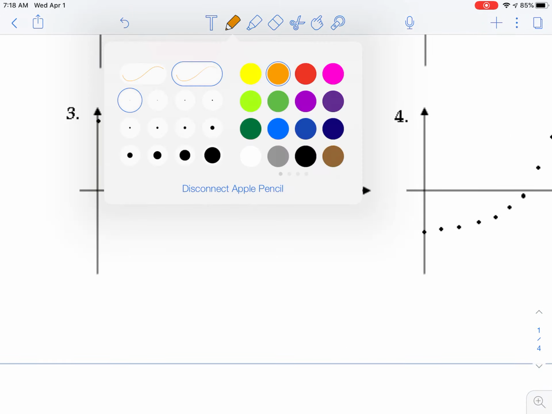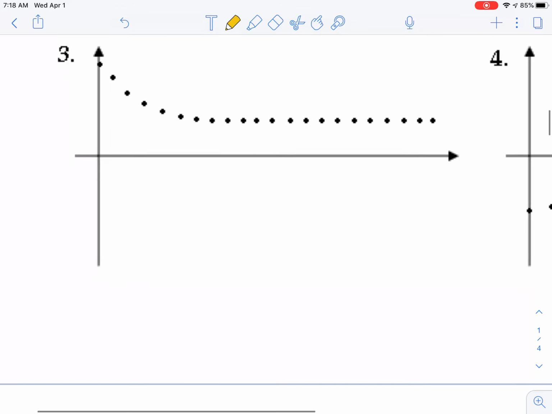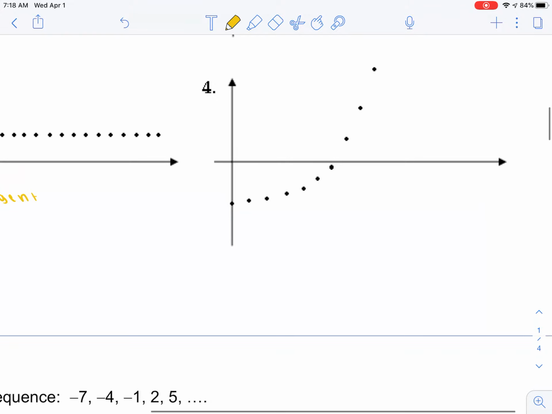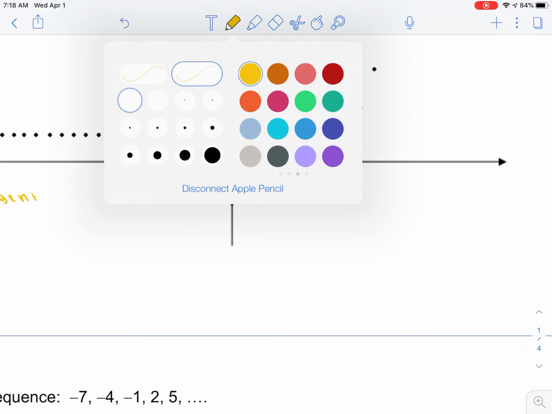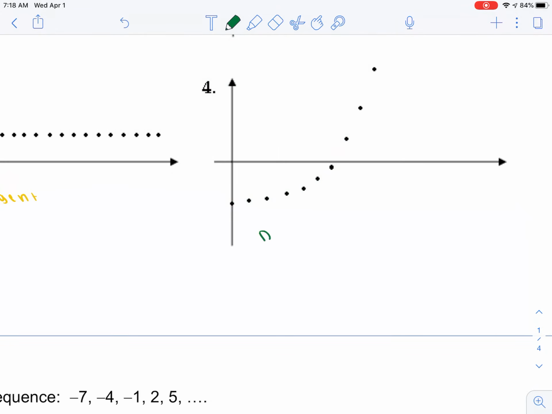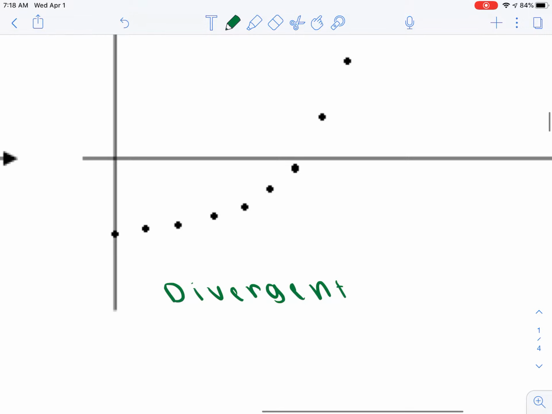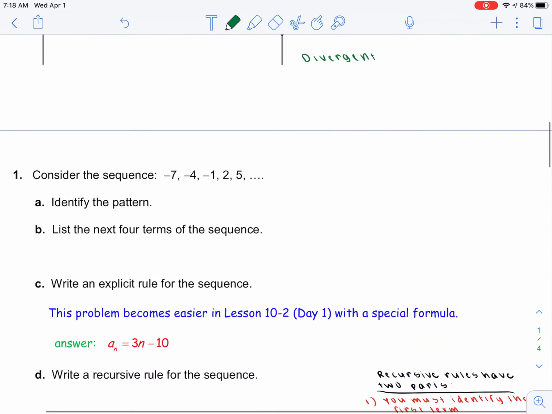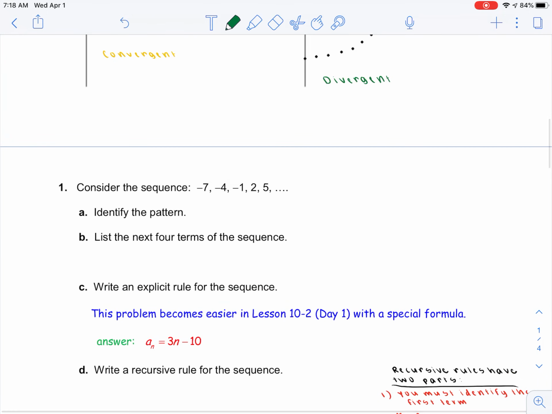Now, for the third example, you're going to see that this is definitely a situation where we would say that this is converging on a value. Each term of the sequence is getting closer and closer to that same value. And then finally, this last example definitely would be divergent. Each term of the specific sequence is getting larger and larger and would be increasing. It's not approaching a specific value.